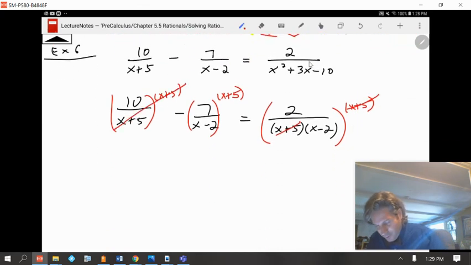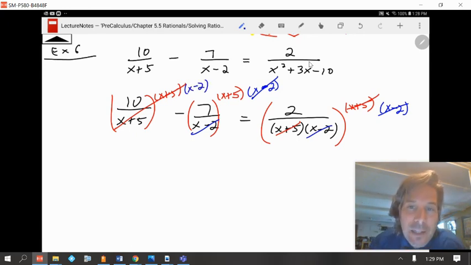What else do I need to multiply through by? I also need to multiply by an x minus 2, because the x minus 2 would cancel there. If I multiply by x minus 2 in the middle, it cancels there. Then I got to multiply this last 10 by an x minus 2. So the least common denominator is x plus 5 times x minus 2, or x squared plus 3x minus 10.